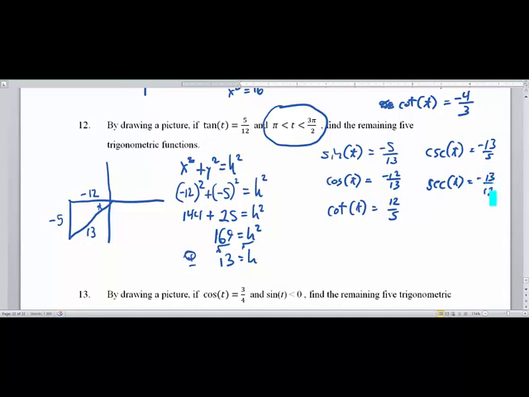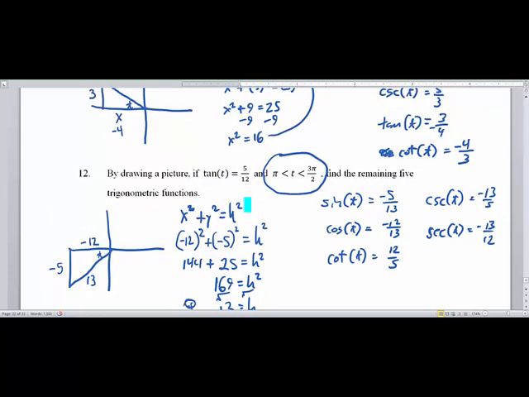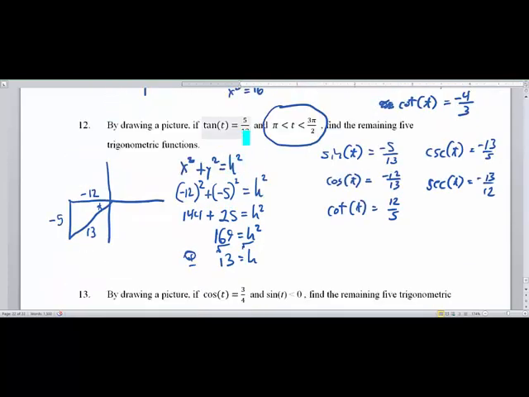All right, that was tricky, right? And it was tricky because of that silly third quadrant, and especially since I gave you the tangent value. That's pretty mean, wasn't it? Pretty easy to miss the negative 5 and the negative 12.